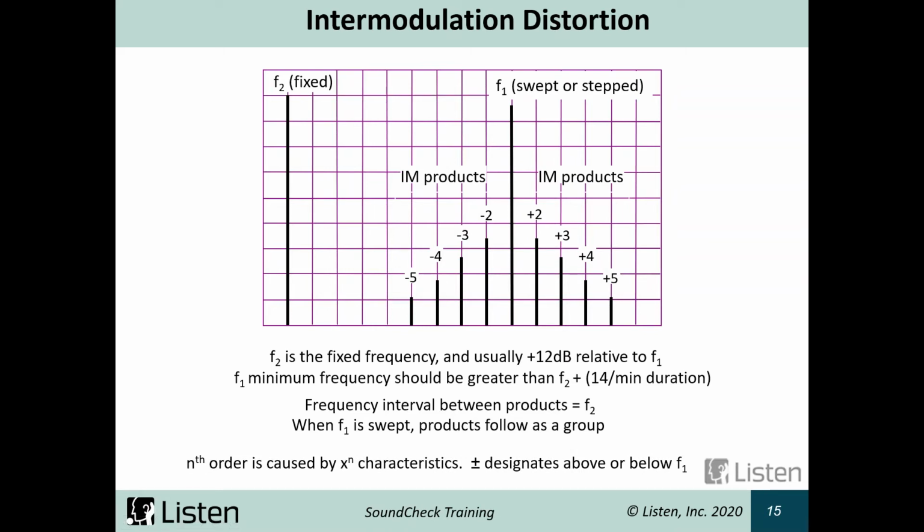As we're sweeping F1, the interval between the products equals F2, so whatever frequency we defined there. And as F1 sweeps, the products are going to follow along as a group. The nth order is caused by x to the n characteristics. And for the orders, positive is above F1 and negative is below F1.